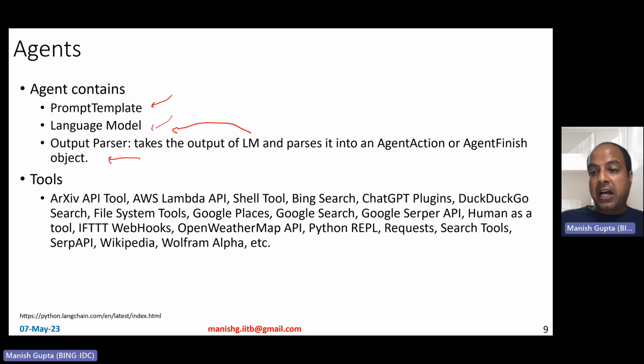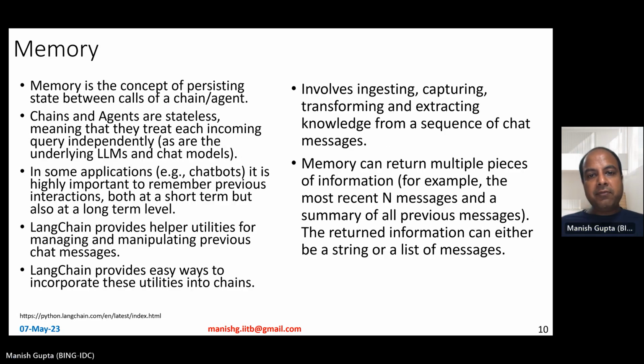Now, LangChain supports a large variety of tools, as you see here. Some of them are search tools, some of them are shell tools, Python tool, various APIs as tools, Wikipedia, knowledge graph as tools, and so on. So LangChain actually supports a large number of interesting tools. In fact, it also supports ChatGPT plugins. So it supports ChatGPT plugins also as tools.